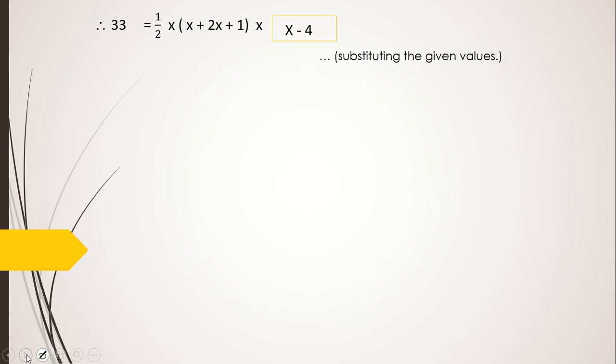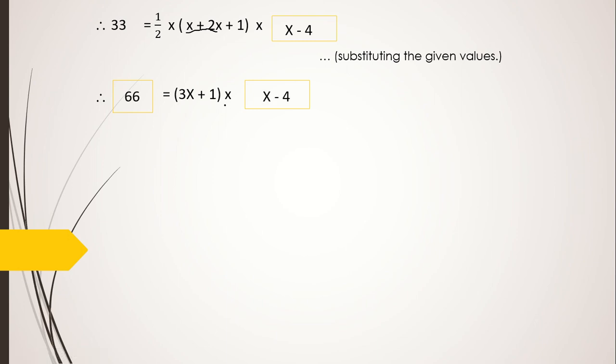Then we try to solve it further. Bring this to this side. So that becomes 33 into 2. 33 multiplied by 2 is 66. And here 2x plus x becomes 3x. This is a multiplication sign. Don't get confused. This half has gone that side and got multiplied with 33. That became 66. Now x plus 2x is 3x plus 1. This is again a multiplication sign into x minus 4.